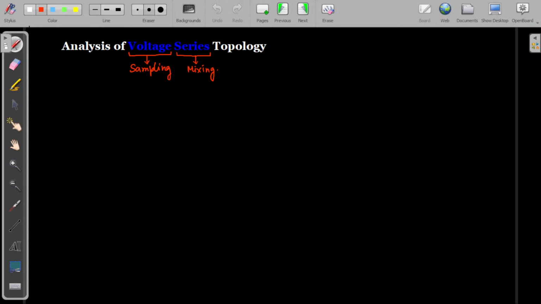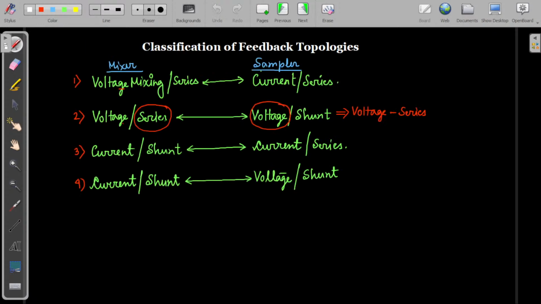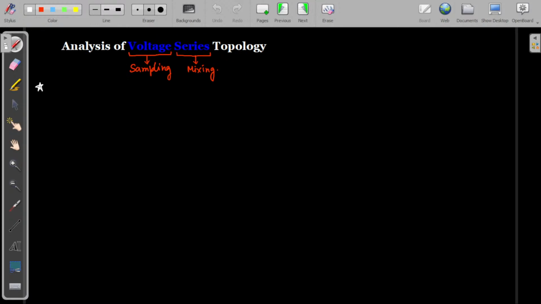So now कभी कभी इसको और एक नाम बोला जाता है, that is voltage sampling वाले केस में, voltage sampling वाले केस में आपका क्या था, वोल्टेज सैम्पलिंग. और सीरीज मिक्सिंग में आपका वोल्टेज ही मिक्स होता है, इसीलिए नाम होता है वोल्टेज सीरीज टोपोलॉजी. सिमिलर अगर वोल्टेज वोल्टेज टोपोलॉजी लिखा होता है, सो this voltage is for the sampling and this voltage is for the mixing. M for mixing, S for sampling.